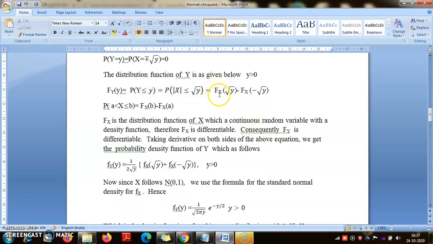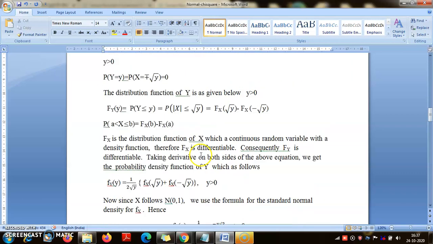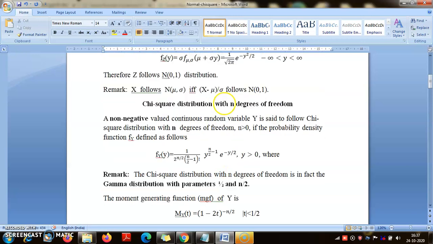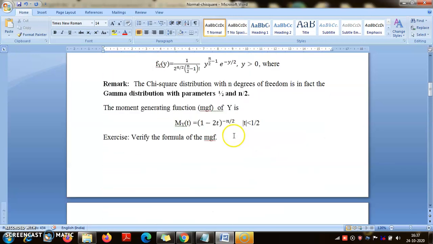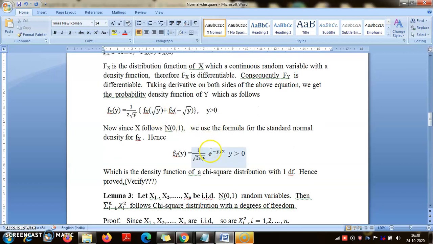Now we use the same argument: since the distribution of X is normal, it is a continuous distribution, and therefore F_X is differentiable. So differentiating F_Y, we get the density of Y, and it turns out to be 1 by root y times the density of X at root y plus the density of X at minus root y. Substituting this in the standard normal formula, we get this formula. This 2 gets absorbed because root y squared and minus root y squared are one and the same, so it will be just 2 times the standard normal density at root y, and square root of y squared is y, so you get this.